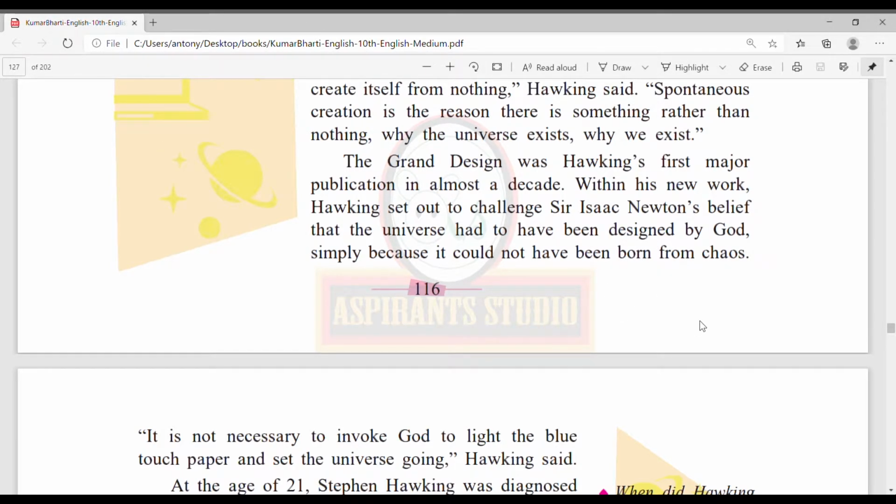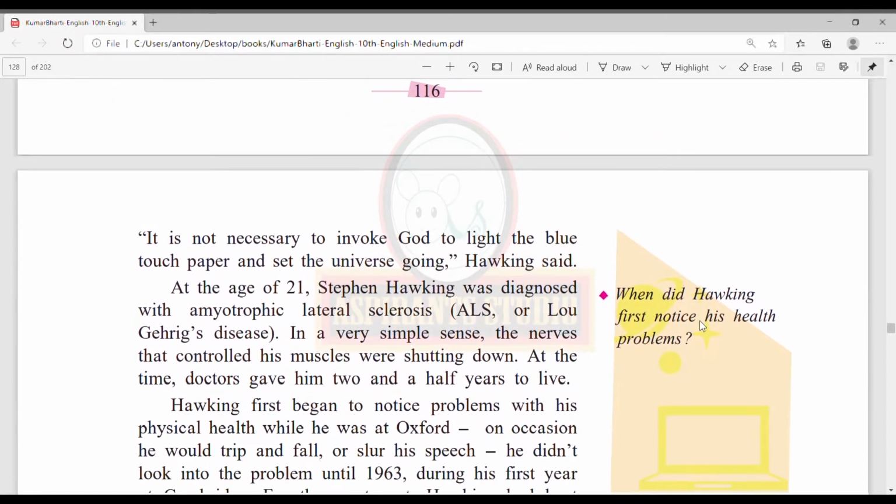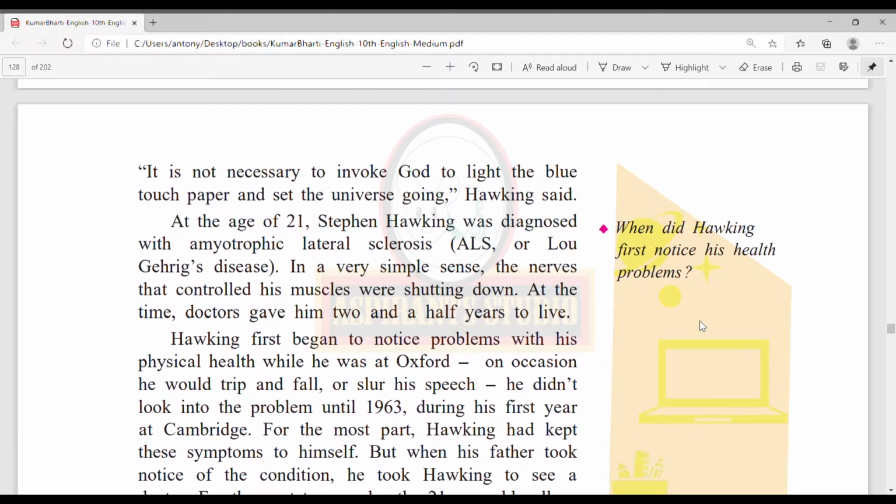The universe exists within his new work. Hawking set out to challenge Sir Isaac Newton's belief that the universe had to have been designed by God, simply because it could not have been born from chaos. "It is not necessary to invoke God to light the blue touch paper and set the universe going," Hawking said.